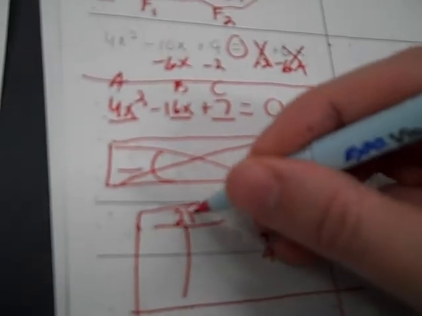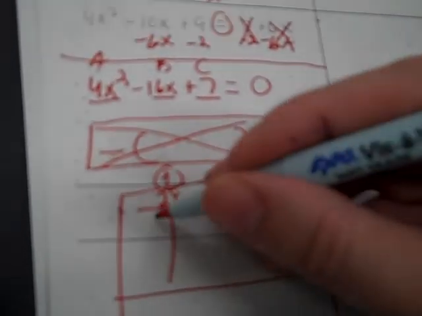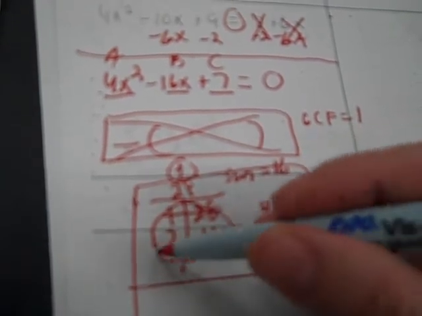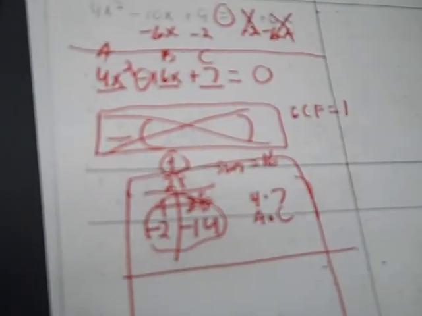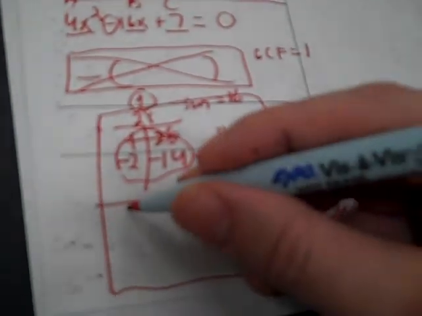So I take positive 4 times positive 7, that's positive 28. So I got a positive, so I'm looking for a sum that's going to equal 16. 1 and 28, nope. 28 divided by 2 is 14. Got it. So you got minus 16, so you're going to have minus 14, and a sum means the signs have got to match. Again, a is 4x squared, so whenever it's not a 1x squared, you deal with it with 4.